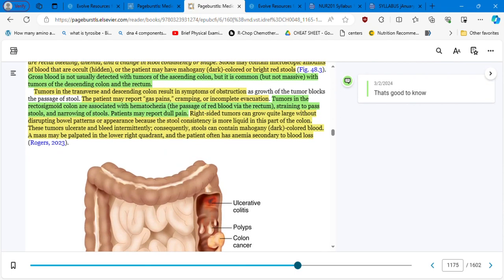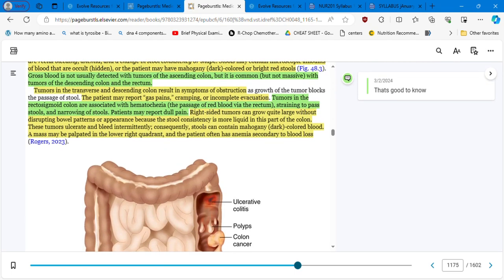So tumors in the transverse and descending colon result in symptoms of obstruction. The patient may report gas pains, cramping, or incomplete evacuation. Tumors in the rectosigmoid colon are associated with hematochezia, the passage of red blood via the rectum, straining to pass stools, and narrowing of stools. Patient may report dull pain.